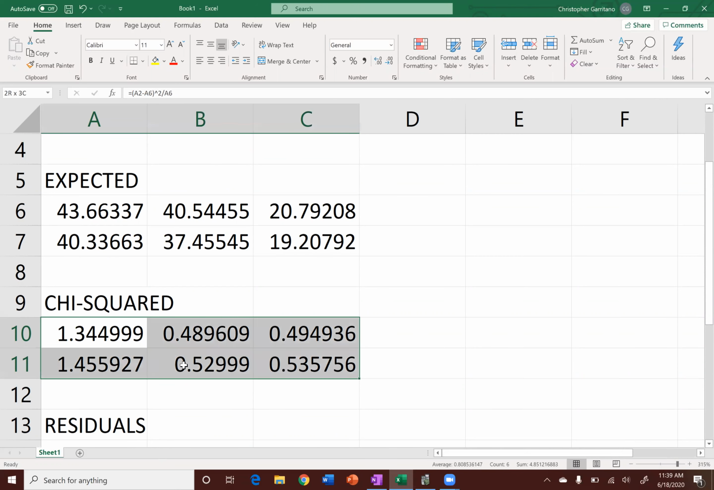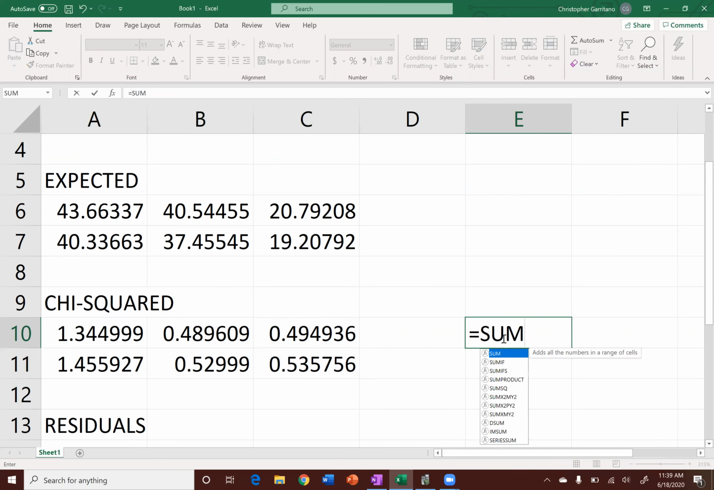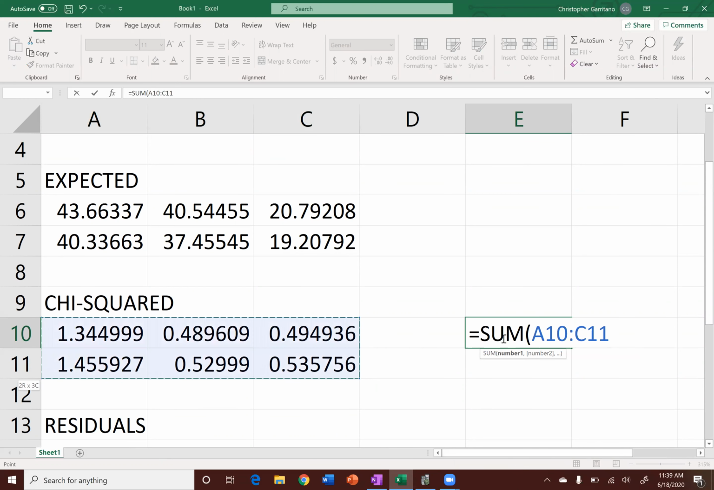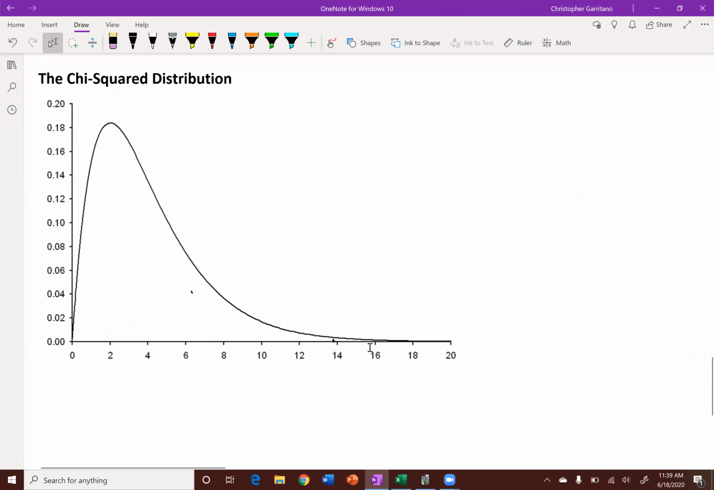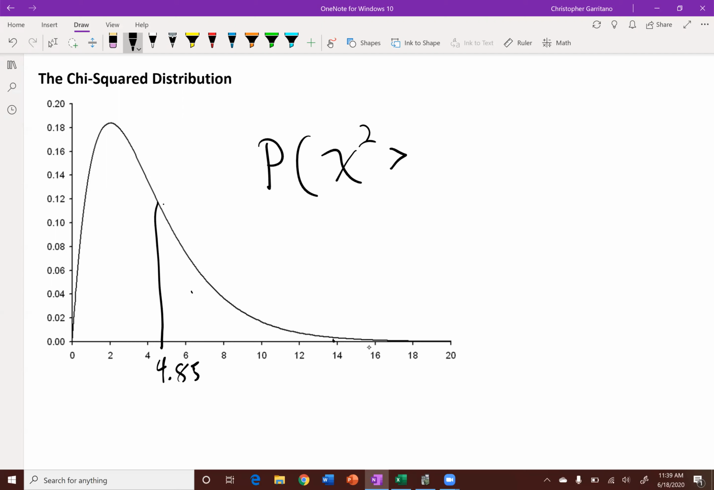And of course, the sum of these values is your chi-squared test stat. All right, so that's 4.85. To calculate the p-value, we place that somewhere along here. This is what we observed. To calculate the p-value, we're going to ask ourselves, what's the probability of getting a chi-squared value which is greater than or equal to 4.85.